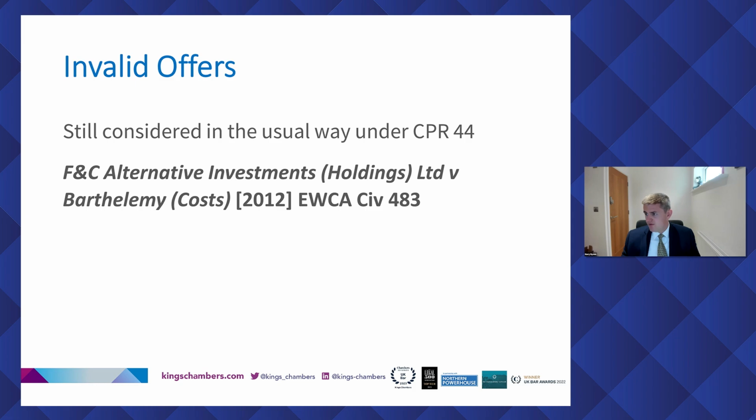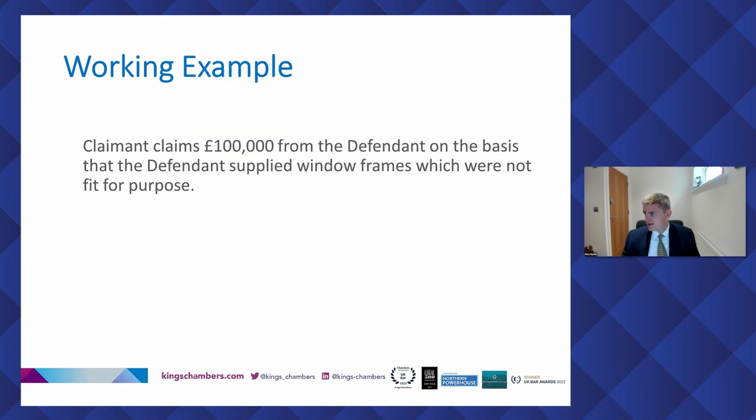So, moving on then, a working example. This is an example of a dispute, and then in a moment we're going to look at the offer that was made and essentially point out some flaws with it. So, claimant claims £100,000 from the defendant on the basis that D supplied window frames which were not fit for purpose. So, a straightforward, ordinary commercial dispute in all intents and purposes.